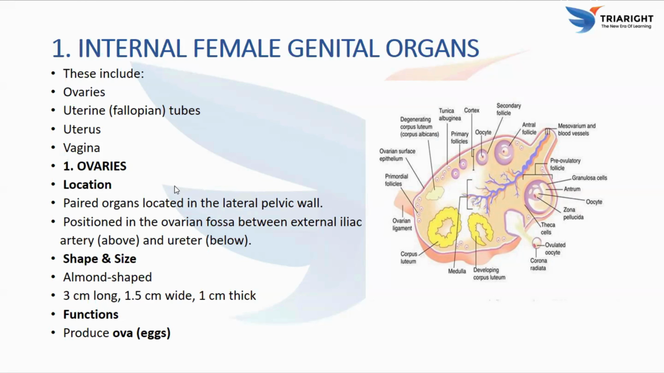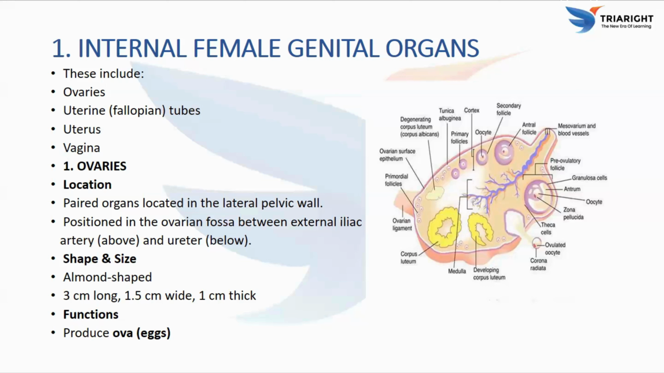So what are ovaries? There are two ovaries, one on the right side and one on the left side. They are located on the lateral sides of the pelvis. Each ovary lies in a space called the ovarian fossa. The ovarian fossa is positioned above the ureter and below the external iliac artery.